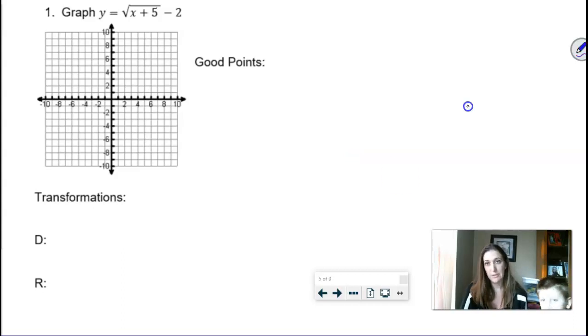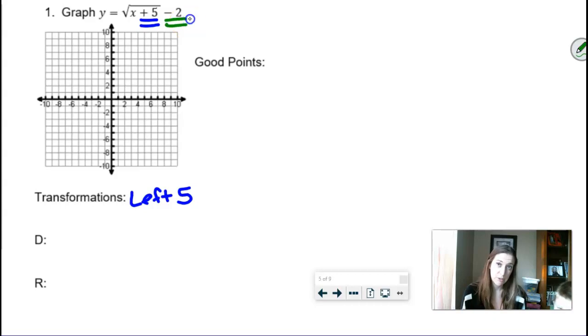So I think a good way to start this question would be talking about transformation, so we know what to expect, even if we're using a calculator. If we see x plus 5 underneath the square root sign here, that means, remember, there's opposite factors here. This is really a left 5 shift. And then we have this subtract 2 off to the back end here. That means everything's going to shift down 2.